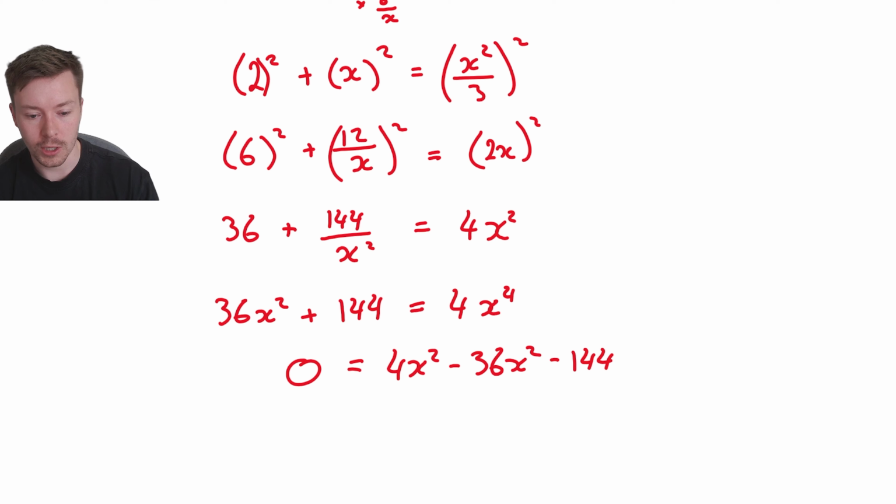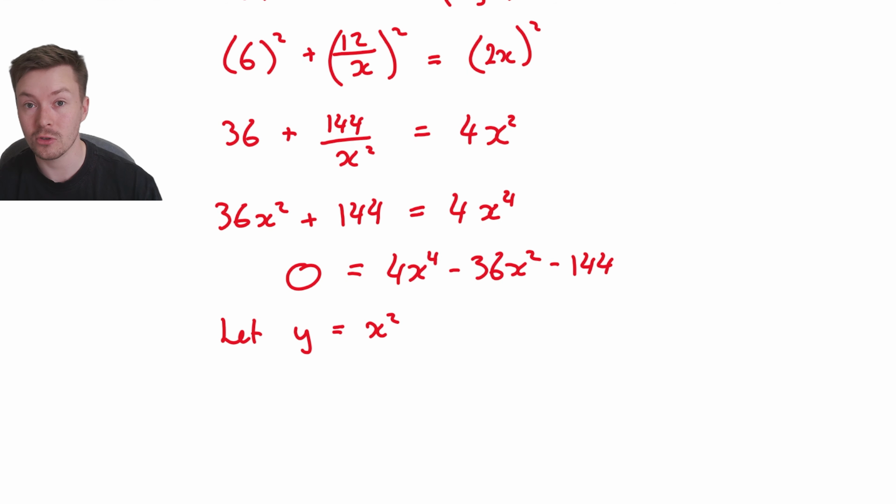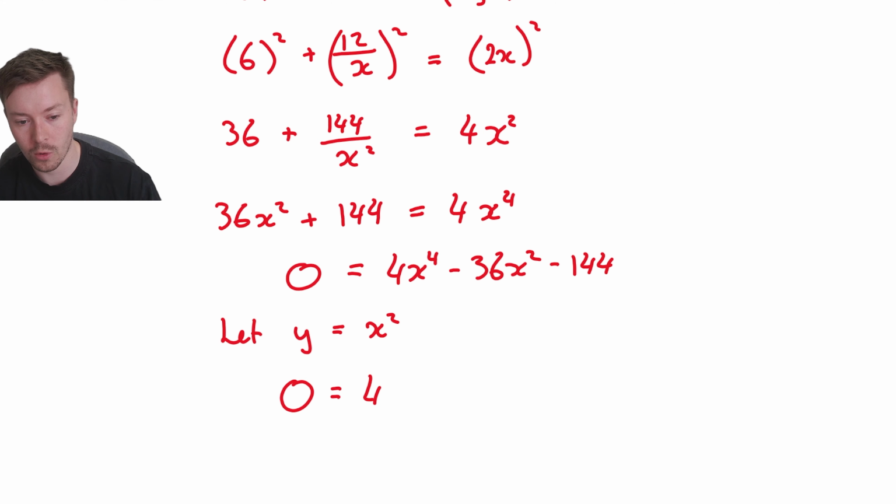4x to the power of 4, I should say, not 4x squared. Now then what I need to do is, this is what's called a disguised quadratic, because if I let y equal x squared, then this will change into a quadratic in terms of y. So I get 0 is equal to 4y squared minus 36y minus 144.